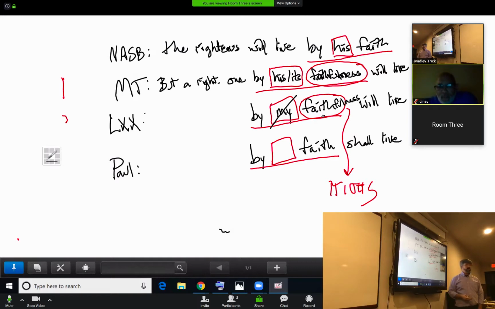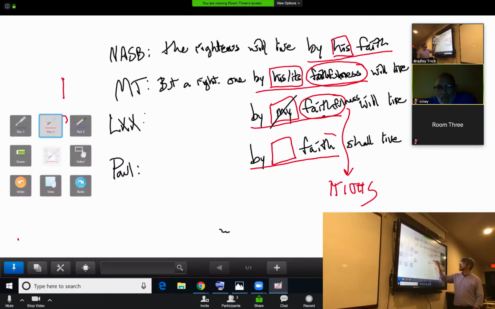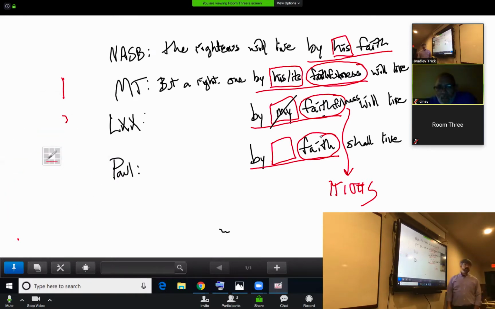Yes, both can have faithfulness. But Paul doesn't want to make this mean faithfulness. He says it's faith. And again, this is kind of crucial to his whole argument. Because if it's faithfulness, that suggests what you're doing. So is this really the proof text for faith that we tend to make it out to be?